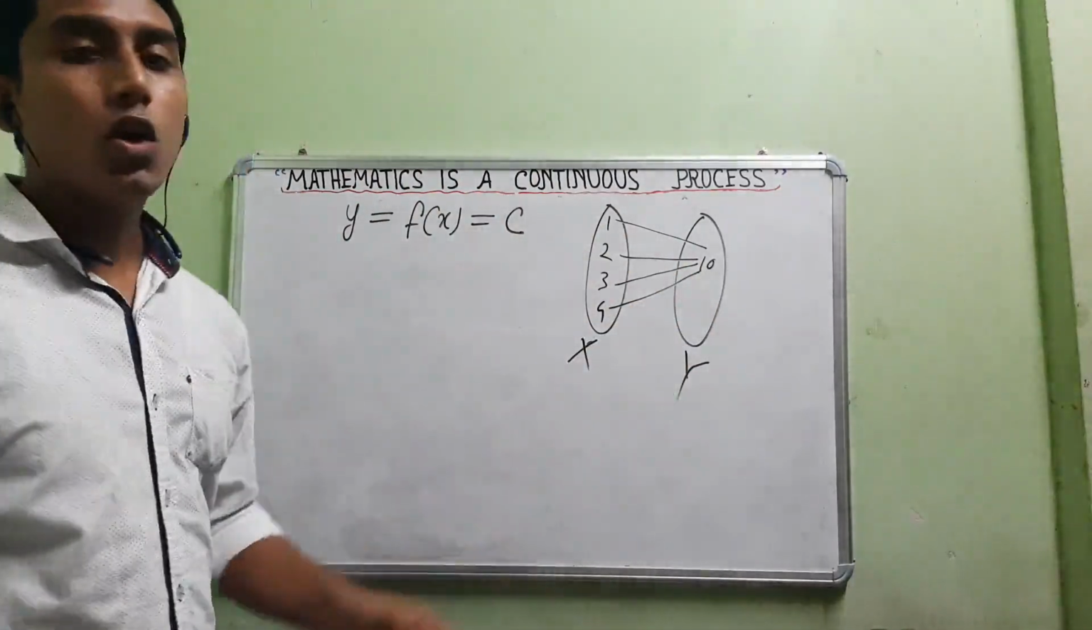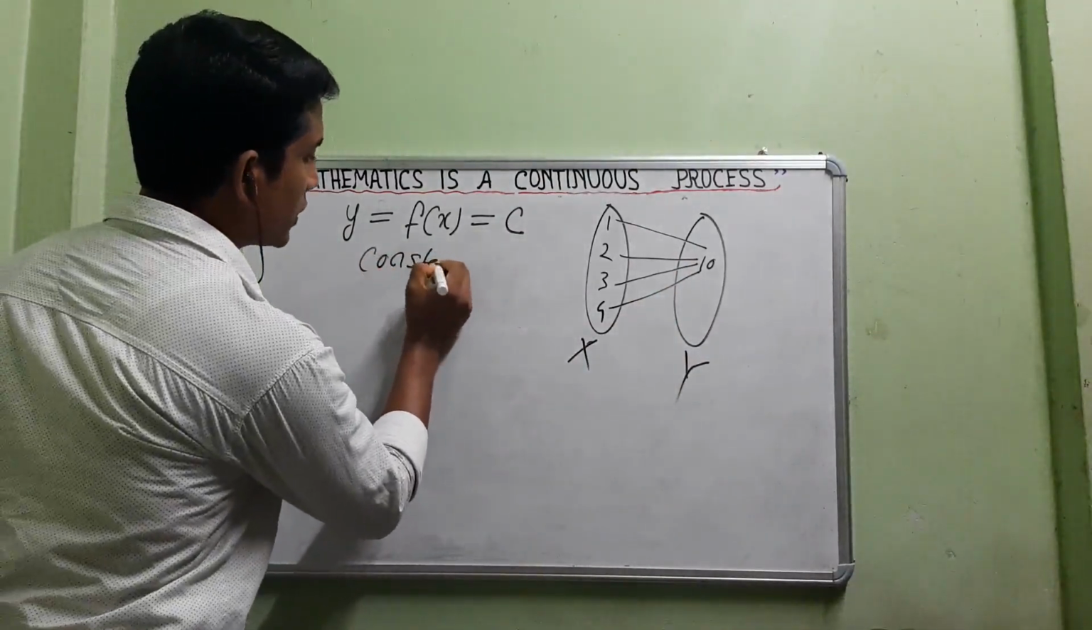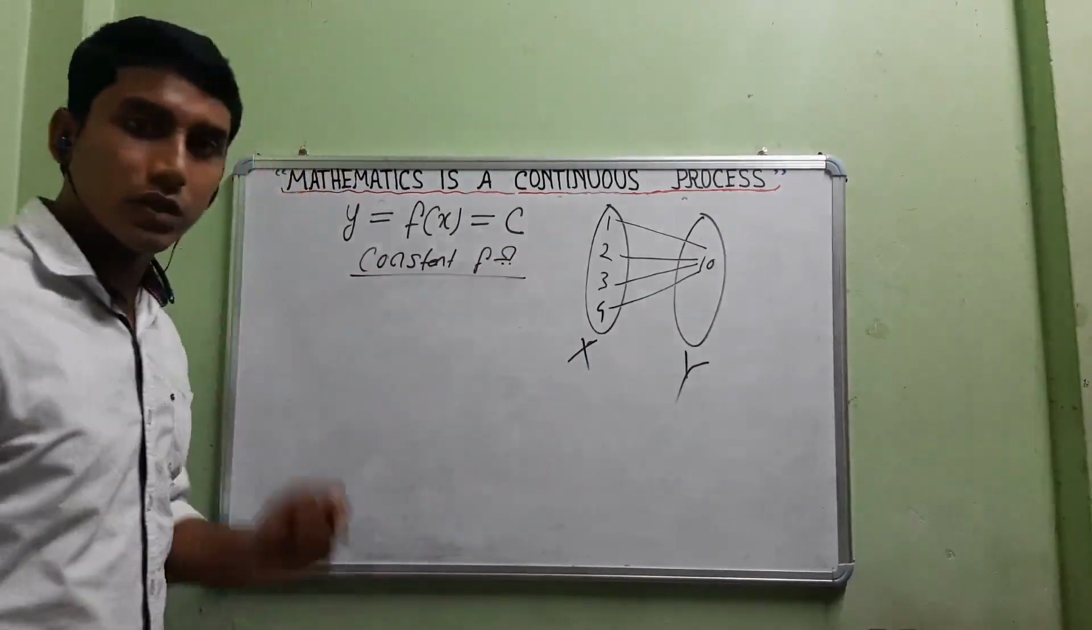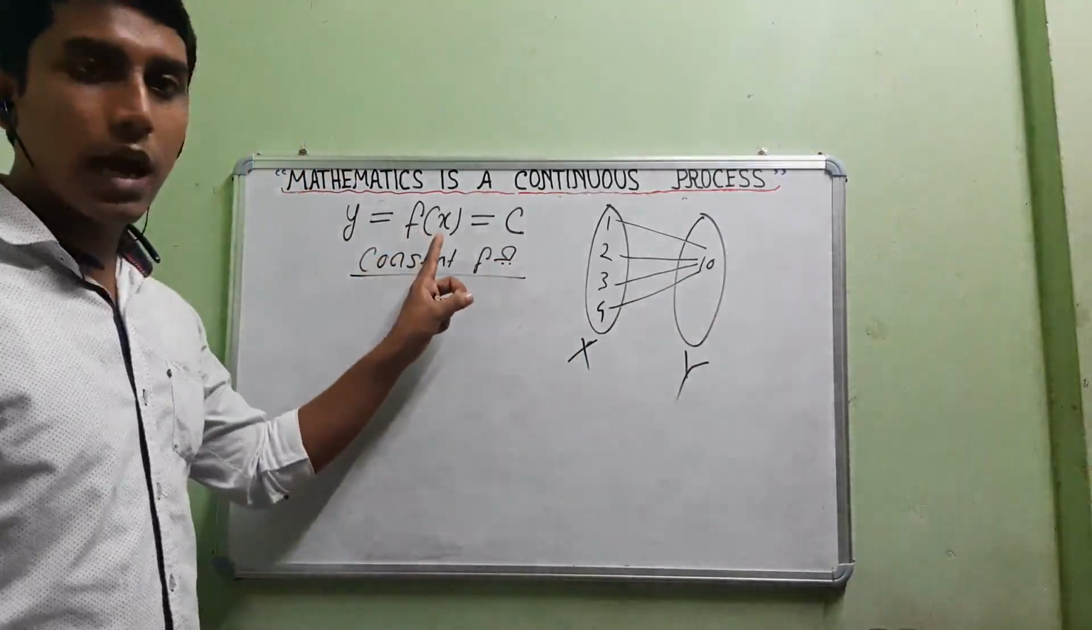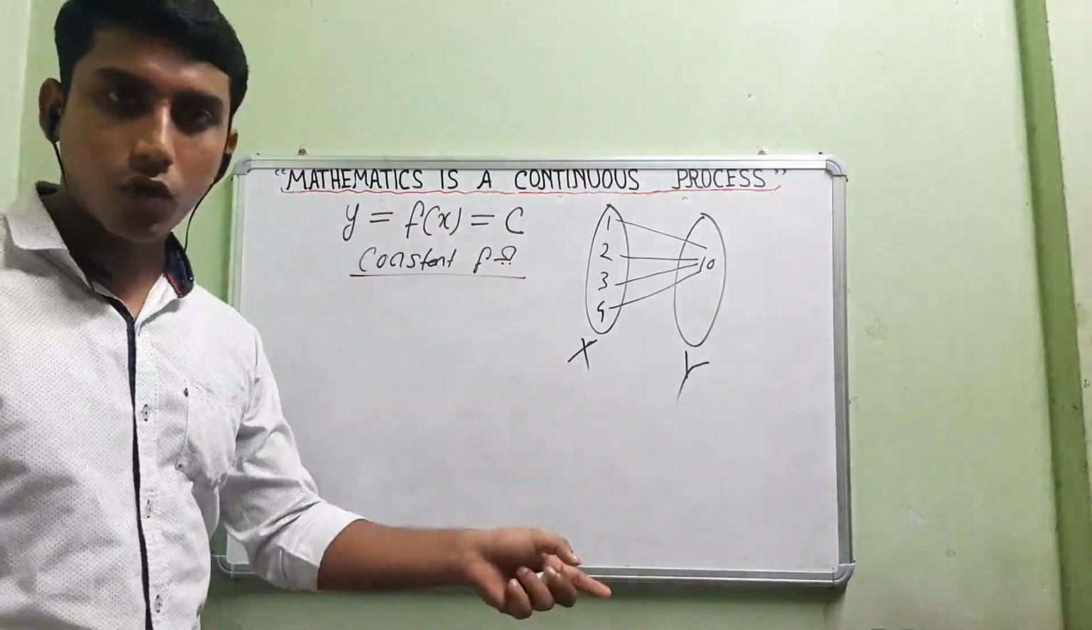That's why it is called constant function. The function name is constant function. Already I have written constant function. Why constant function? Whatever change I am taking in x, y doesn't change at all. That's why it is called constant function.